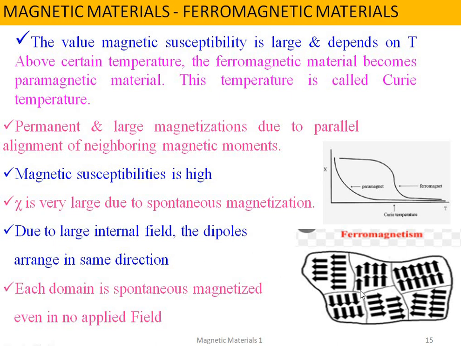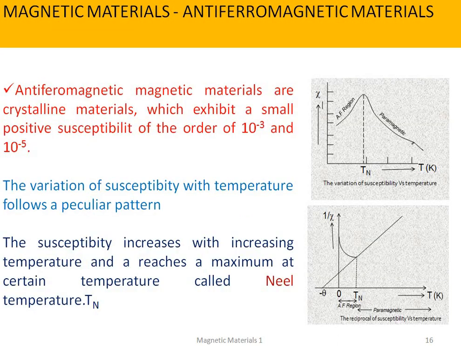Right. So this is a figure which shows the spins where all are aligned along the same direction within a domain. It is composed of domains where all the spins are aligned along the same direction, but all the domains are in different directions. So the net magnetization here also becomes 0 for a ferromagnetic material. The next one is antiferromagnetic material.